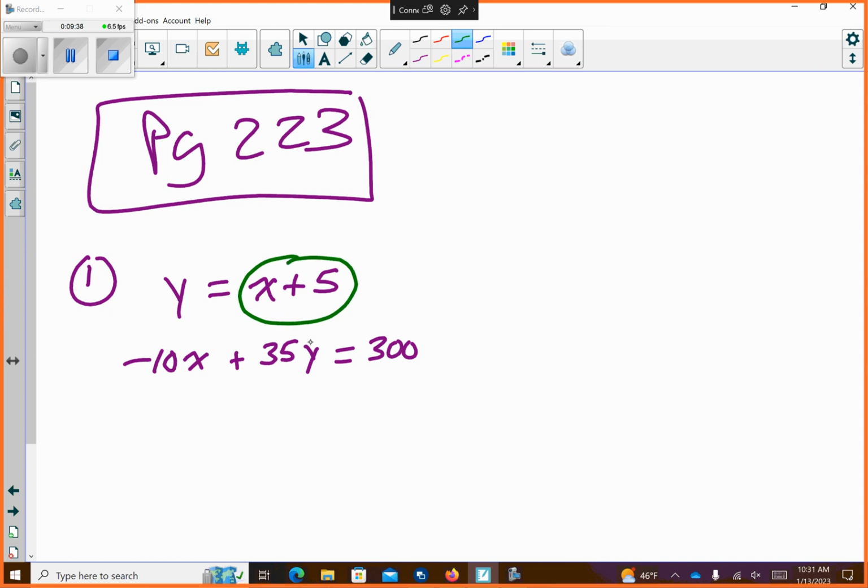This is what was suggested to do. What do you think, friends? Does that seem like a legitimate thing to do? Okay. So I get negative 10x plus 35. This is where y used to live. Y no longer lives there. We're moving in our new friends, the x plus 5 folks. Okay? Distribute.